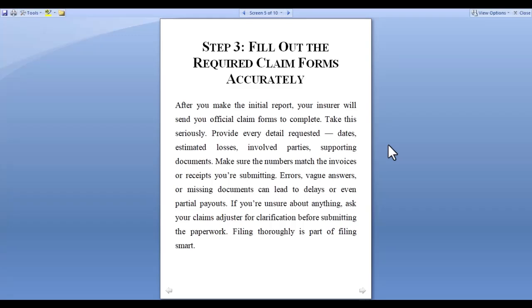If you are unsure about anything, ask your claim adjuster for clarification before submitting the paperwork. Filling thoroughly is part of filing smart. So now let's go to the next page.